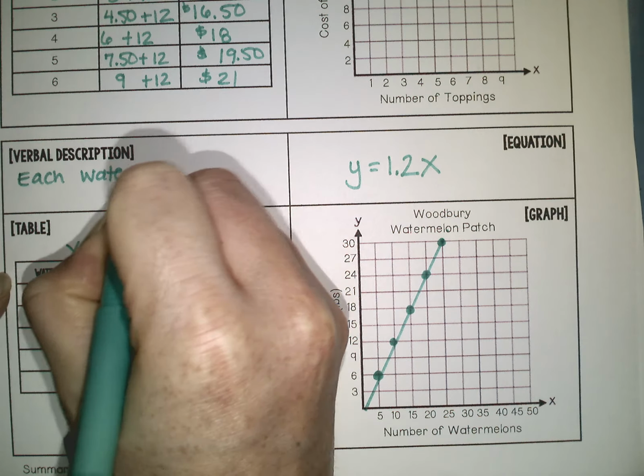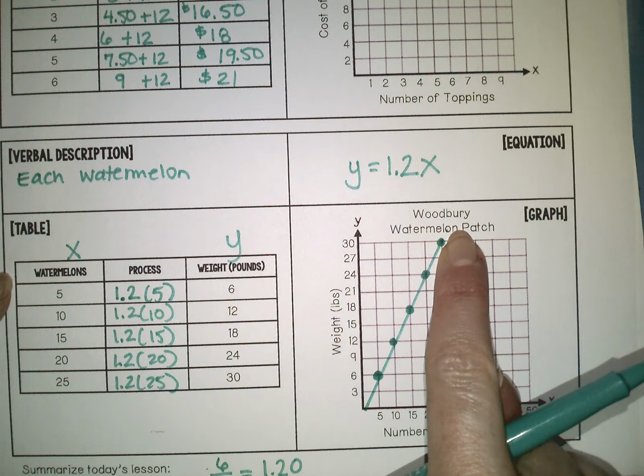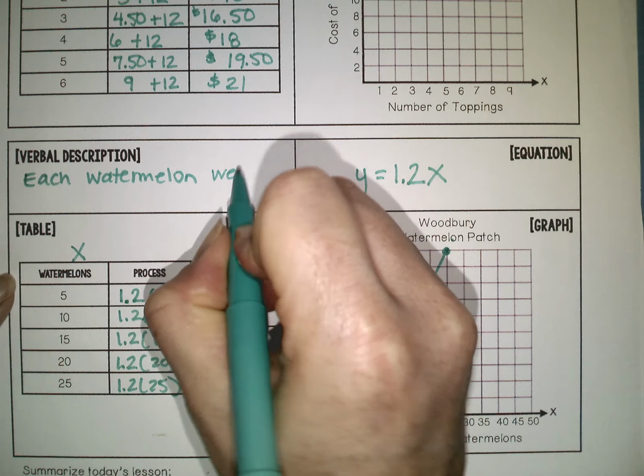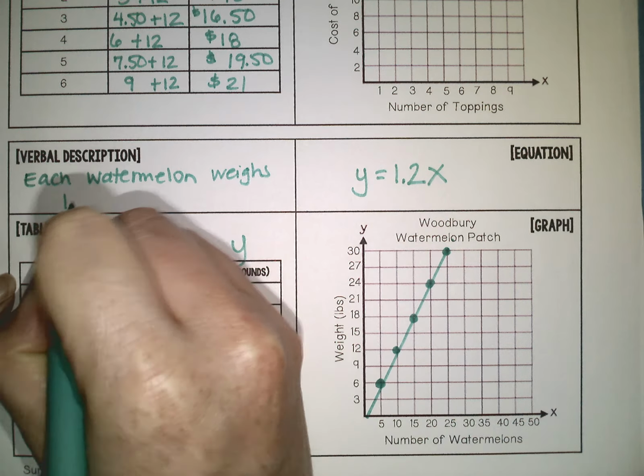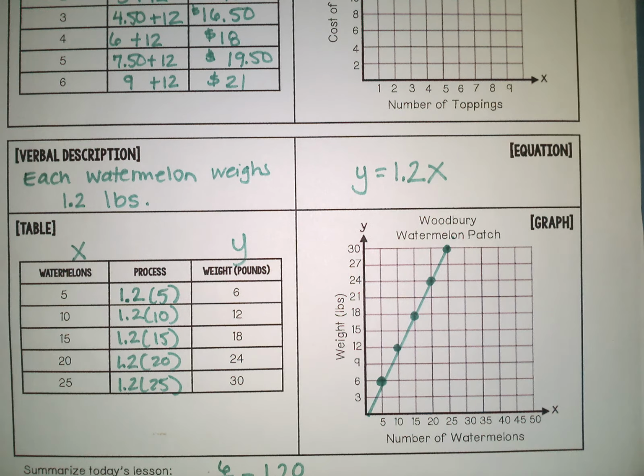So the verbal description here is each watermelon at the Woodbury Watermelon Patch weighs 1.2 pounds.